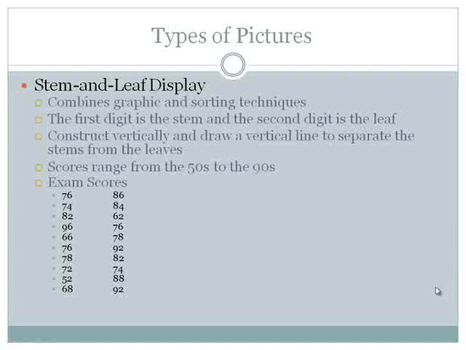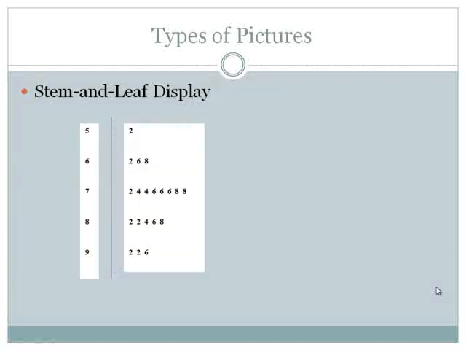For scores 0 to 100, the first digit is the stem, the second digit is the leaf. Again, there'll be a separate lecture about how to create this. On the next slide there is an example of a stem and leaf. So it's based on those 20 exam scores. So here's a stem and leaf based on that. So we'll be talking about that in a separate lecture.